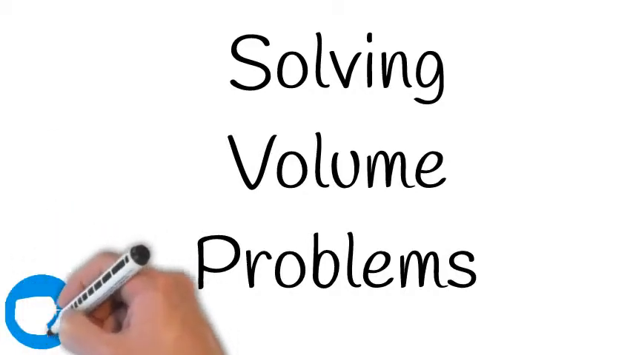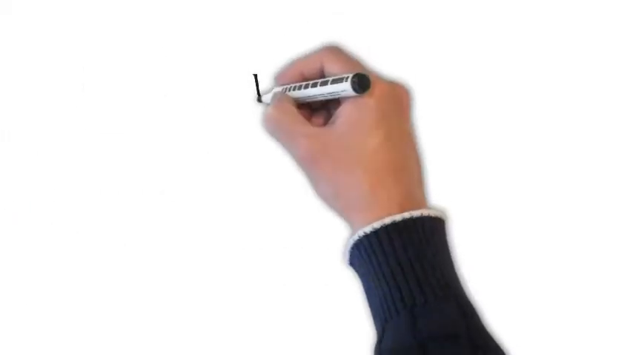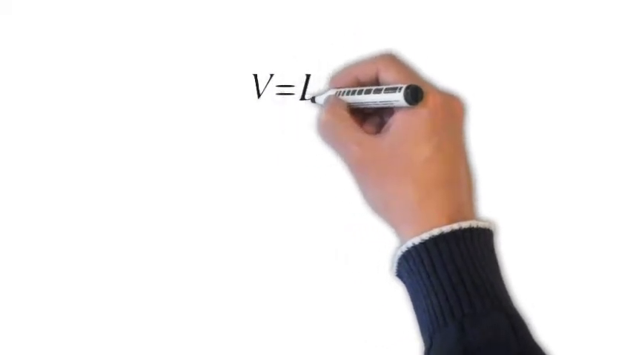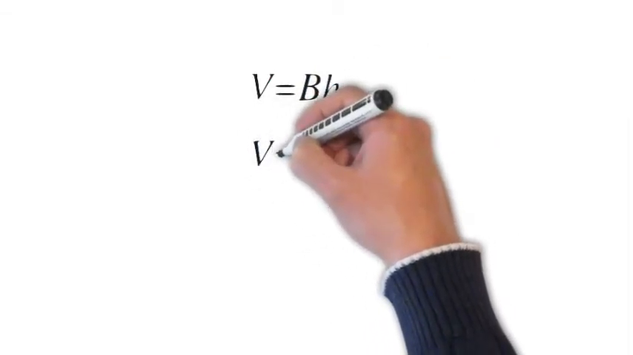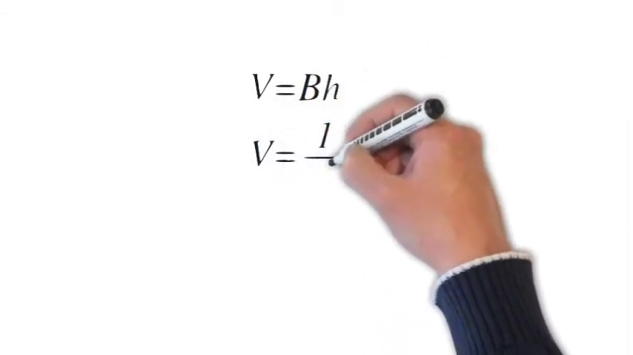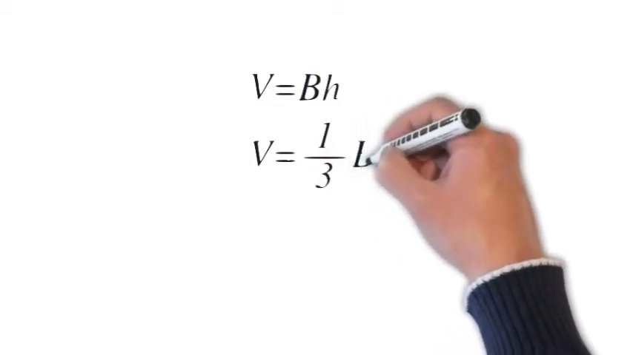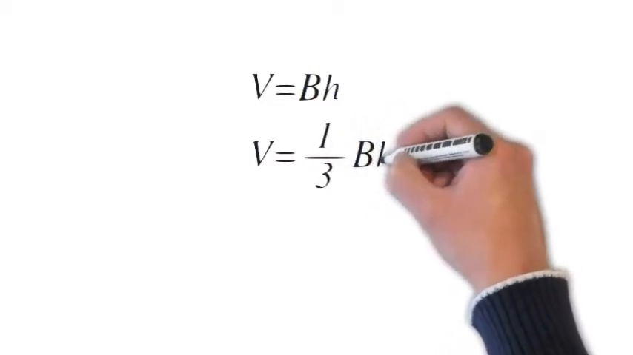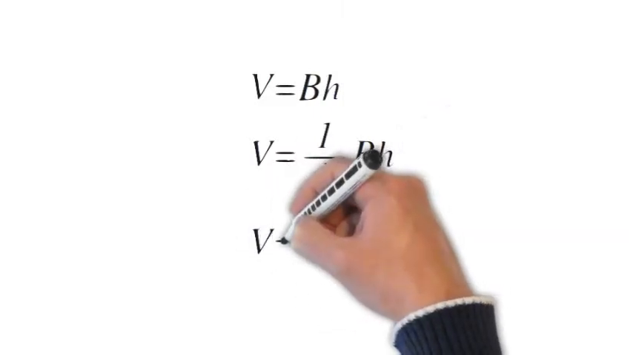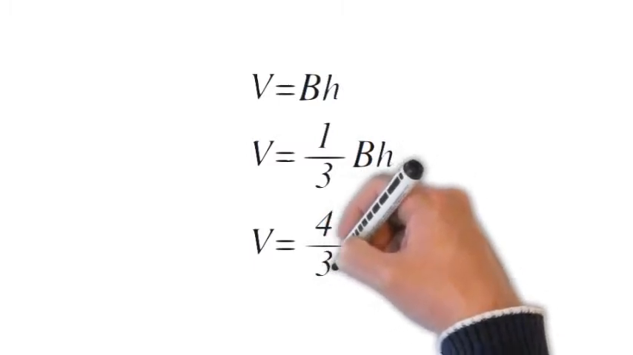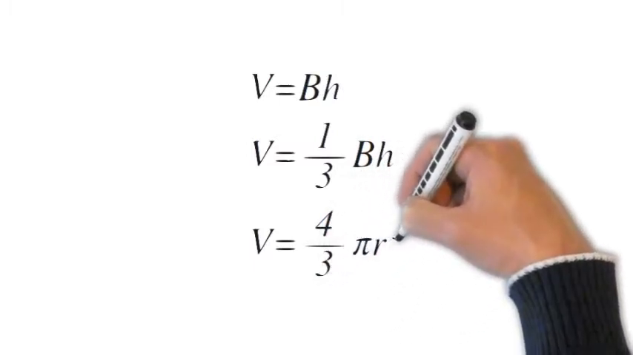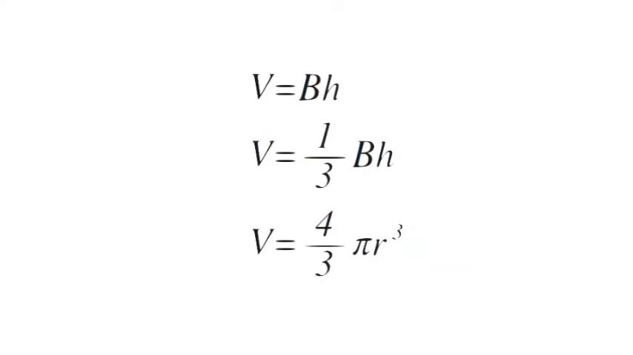In this video, we're going to talk about solving volume problems, in particular, problems that have different missing pieces. There are three formulas that you need to know. The first is volume equals base times height, which is for things like prisms and cylinders. The second is volume equals 1/3 of the base times the height, which is things like cones and pyramids. And the third equation is volume equals 4/3 of pi r cubed, and that's for the volume of a sphere.